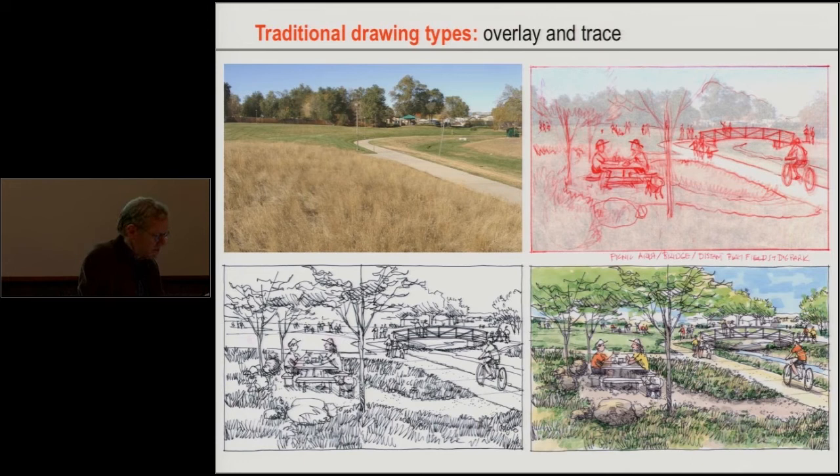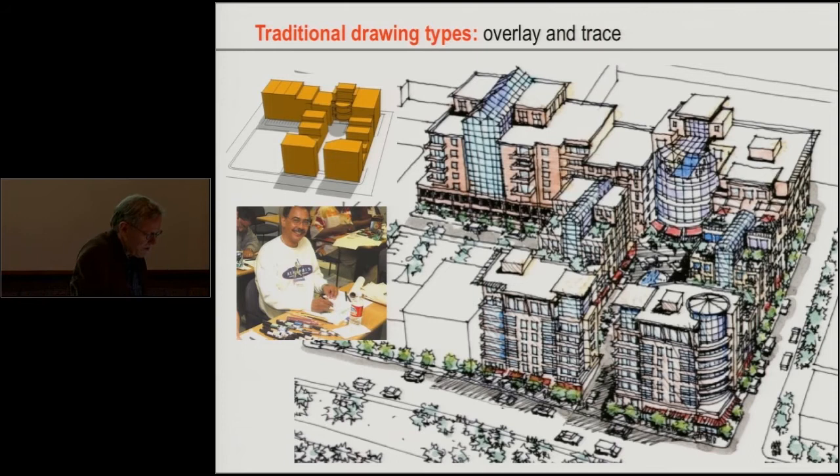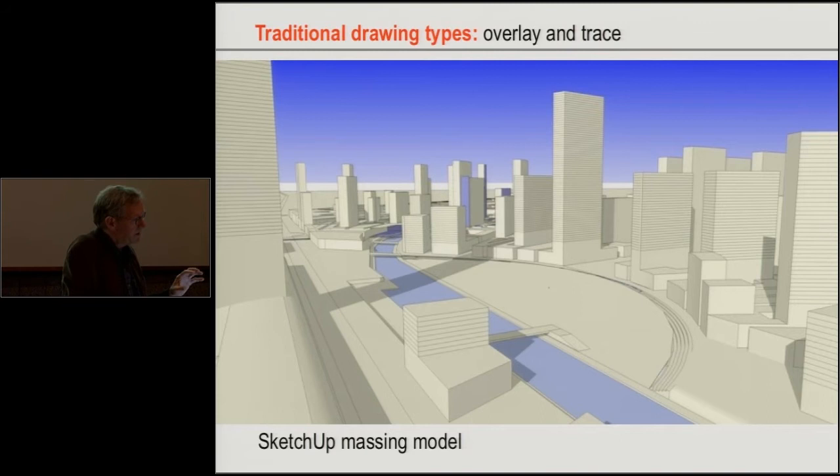So the overlay trace can be a SketchUp model. In this case, a friend of mine in Memphis started with a block model, a SketchUp massing model. You can see how absolutely minimal it is. And then he did this marvelous aerial perspective of this building, basically creating it from that massing model.